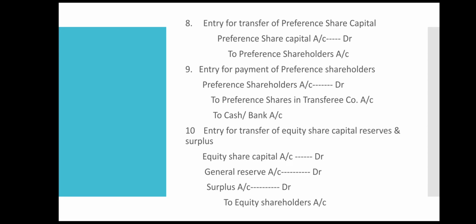If you remember the balance sheet, the first point says equity and liabilities. In that we have shareholders funds. In shareholders funds we have share capital and reserves and surplus, which means that equity share capital and reserves and surplus belong to equity shareholders. So here we are transferring equity share capital, any general reserve or any reserve if it is available, and surplus, to the equity shareholders account because it belongs to them.